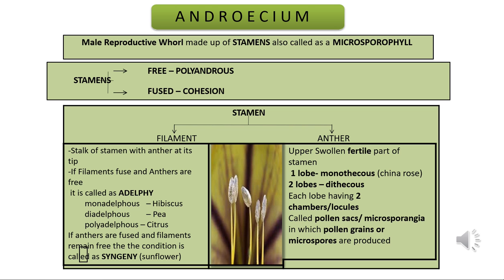So this is the male reproductive whorl, and a stamen is also called a microsporophyll, meaning the stamen is where pollen grains are formed. Each anther is usually bilobed, and each lobe has two chambers, that is, the pollen sacs. The pollen grains are produced in the pollen sacs. A sterile stamen, sterile meaning where pollen grains are not formed, is called a staminode.